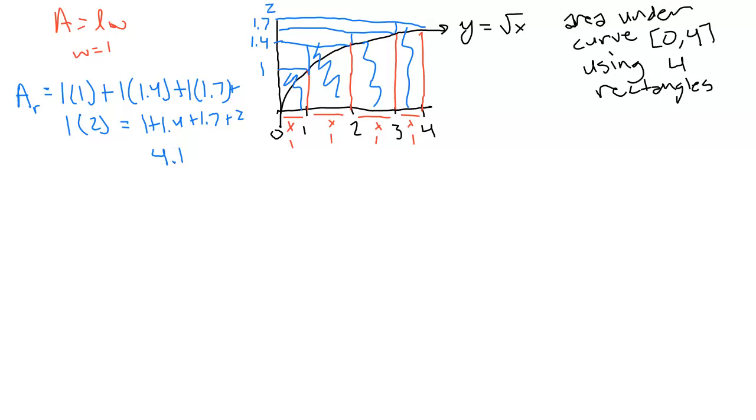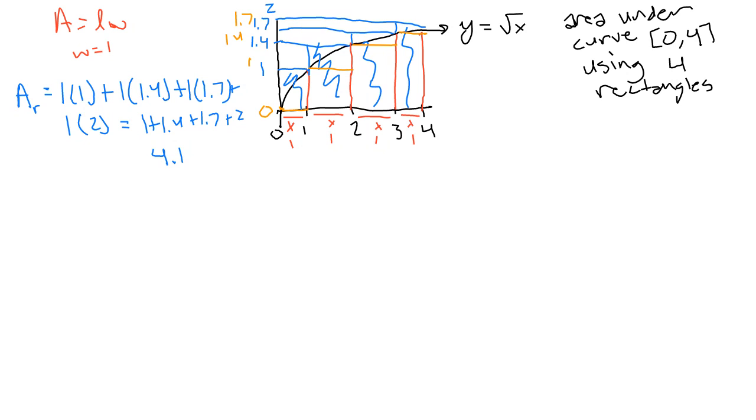Now let's see what happens when we use our left endpoint. From here, we're measuring from our leftmost side. So we have 0 right here. Then we measure from 1 to 2. So from 0 to 1, 1 to 2, 2 to 3, and then 3 to 4. Now let's see what we get. We have 0 right here, and then we still keep our 1, our 1.4, and our 1.7.